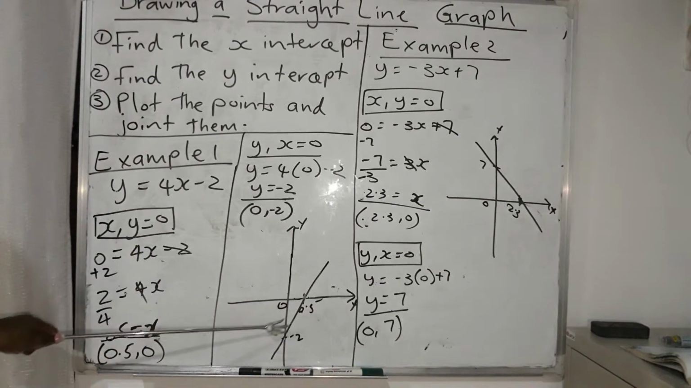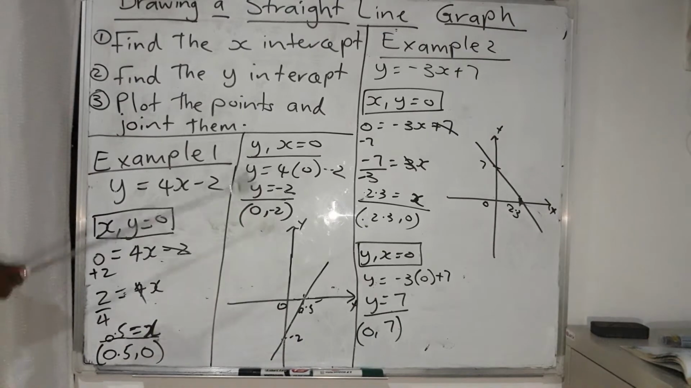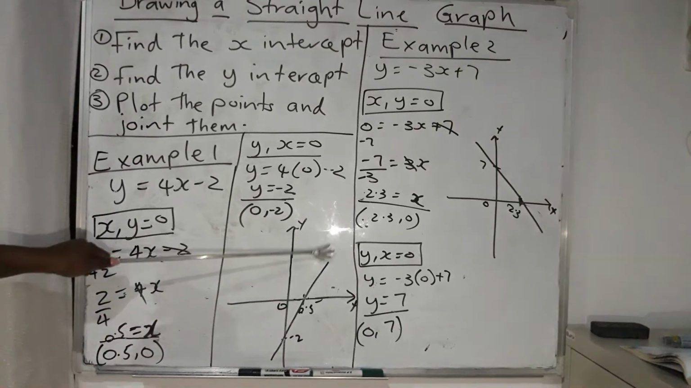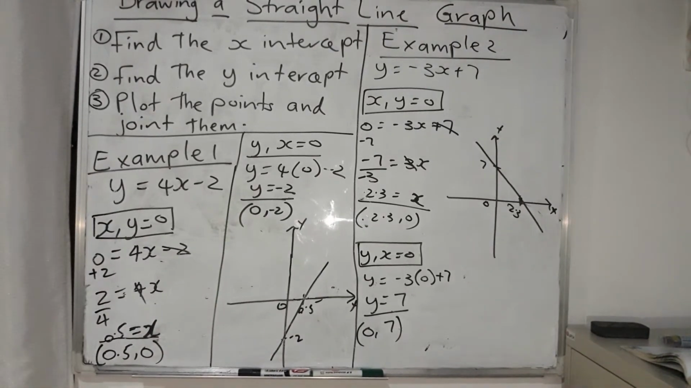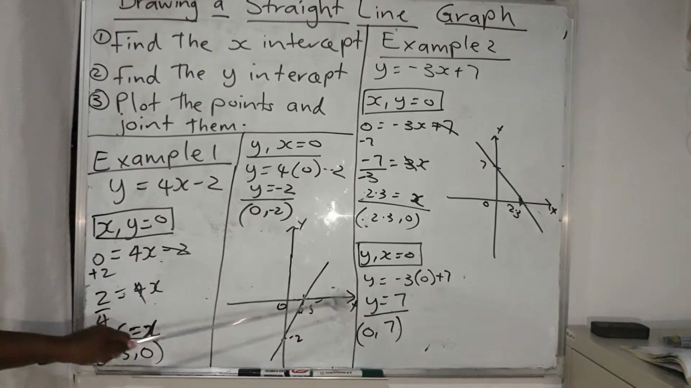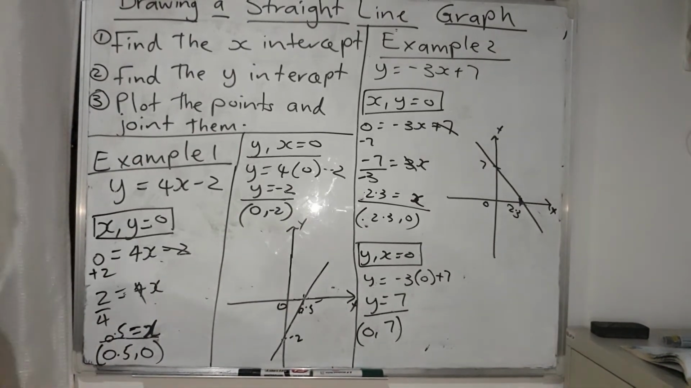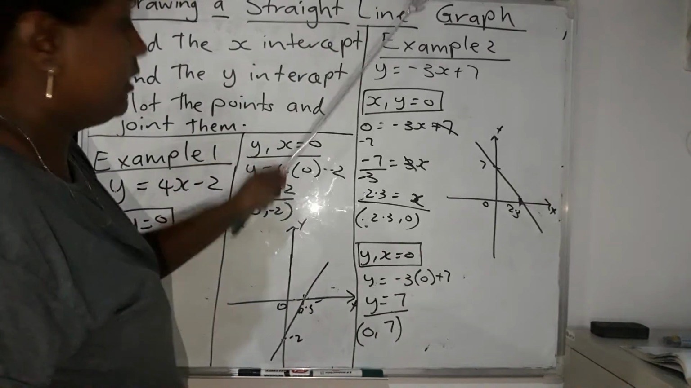That's my 0.5 there and negative 2 is somewhere there. These are just estimated values. And then I plot them together and join them together. Very important when you're drawing the graph, you label your axes, the y-axis and the x-axis. There are marks given for that. If you do not label them, your marks will be deducted. That was example 1.